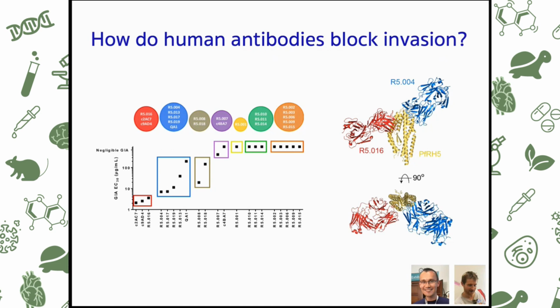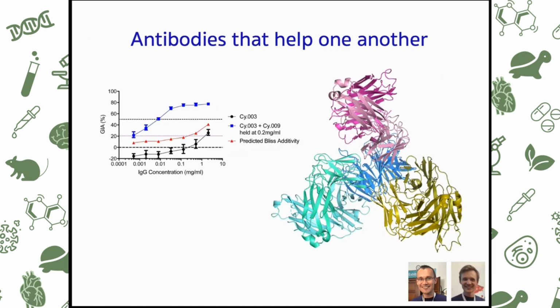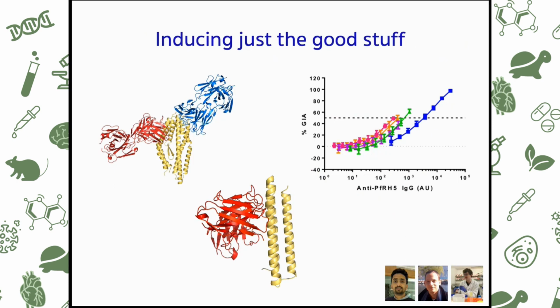So what we want to do is design better vaccines which specifically cause your body to just make the good antibodies. And so this is how we're doing that. So you can see there in yellow RH5 bound to the red antibody which is the best blocking antibody. And what we've done is use protein design to make a small protein molecule, which is this yellow protein here, which is much smaller and simpler than RH5.